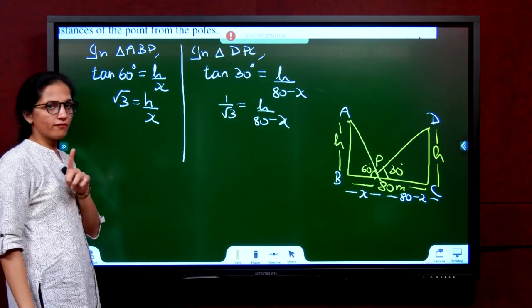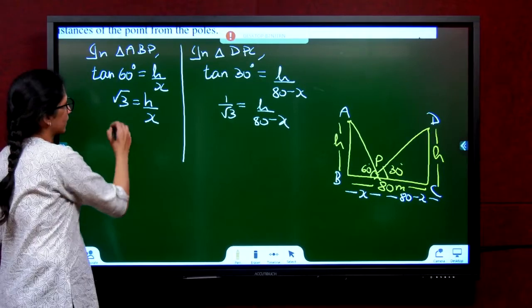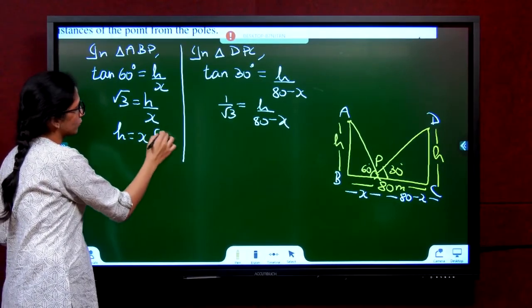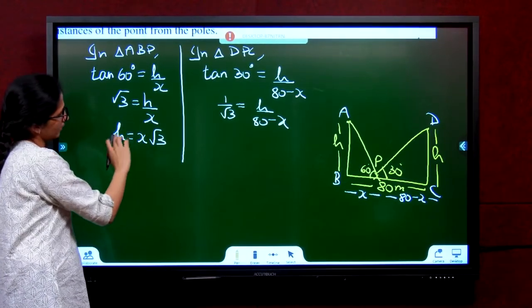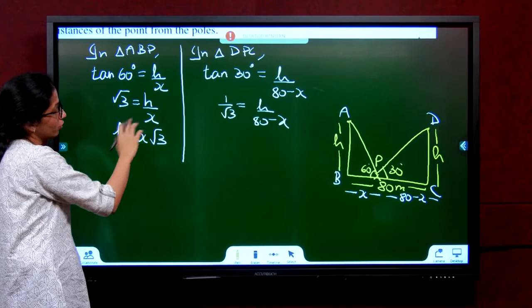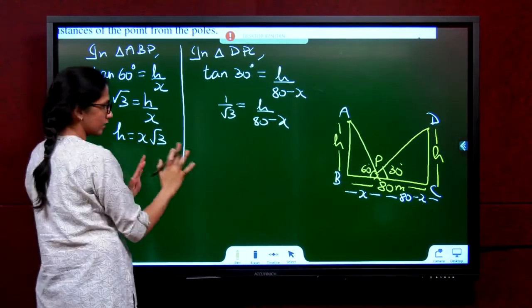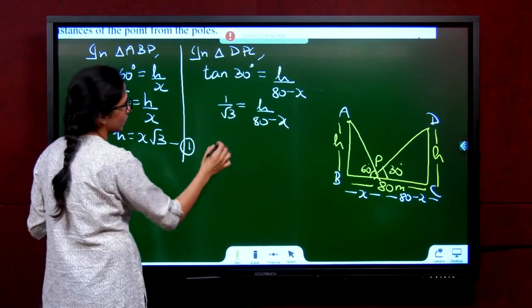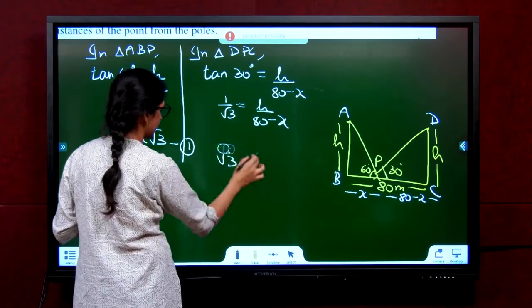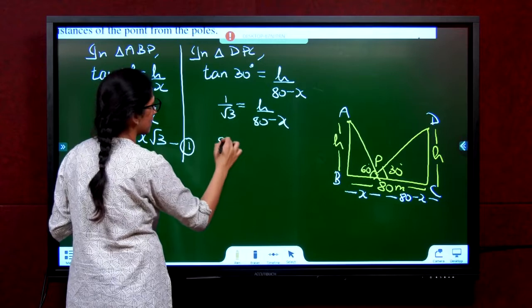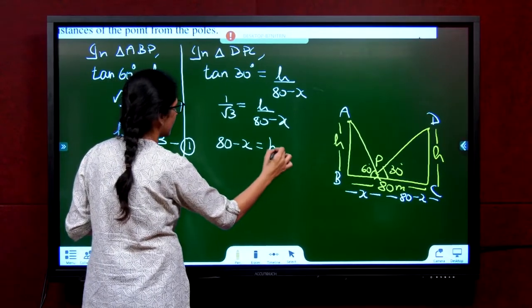Substitute and solve for one variable, then go back and substitute for the other. h is equal to x root 3. So I'll substitute for h, easier, right? Because otherwise if I substitute for x, then x will be root 3 by h problem. So this looks easier. Let's label this as 1. So 1 by root 3, cross multiply first. This will go up. 80 minus x is equal to h root 3.